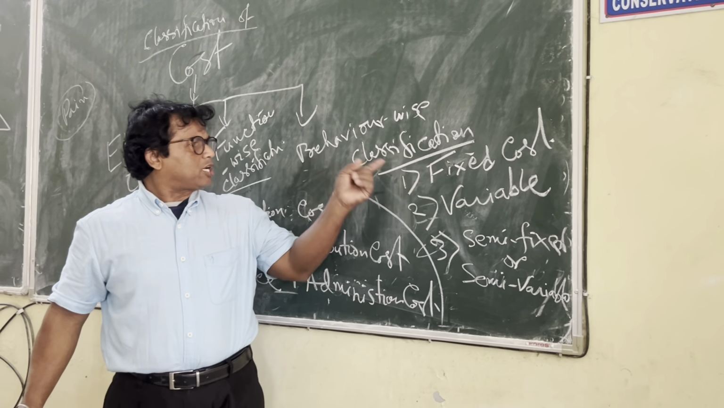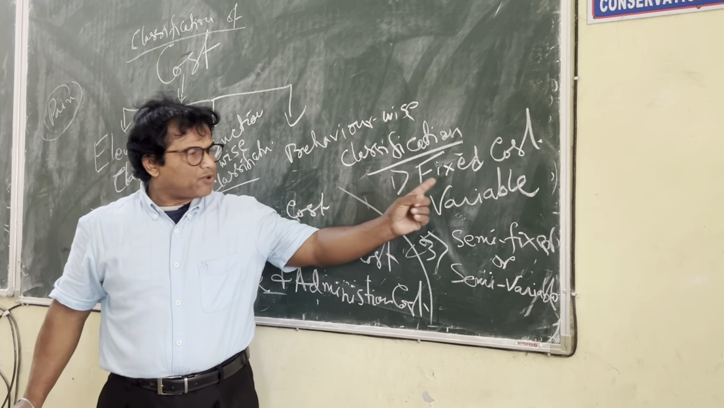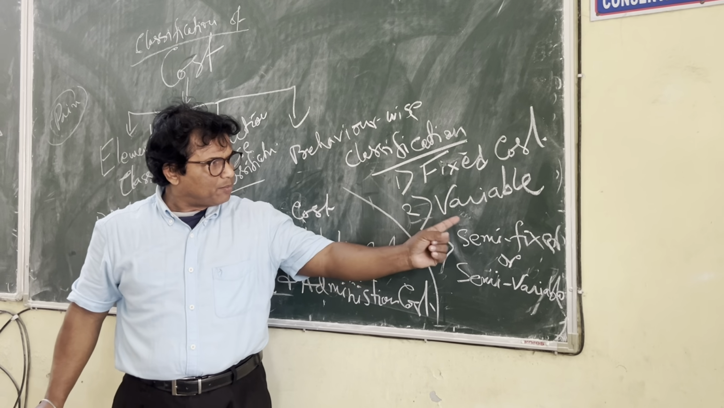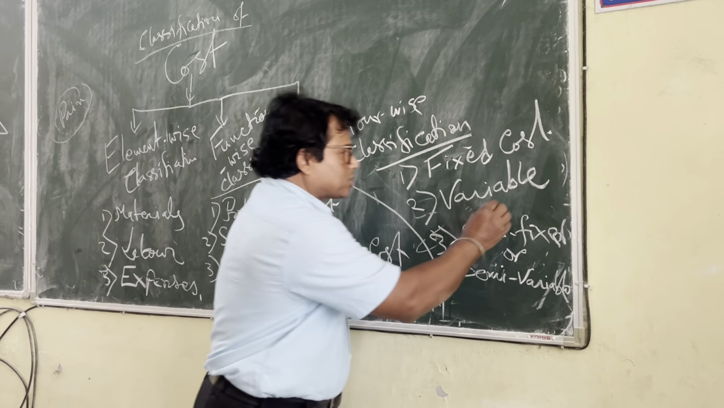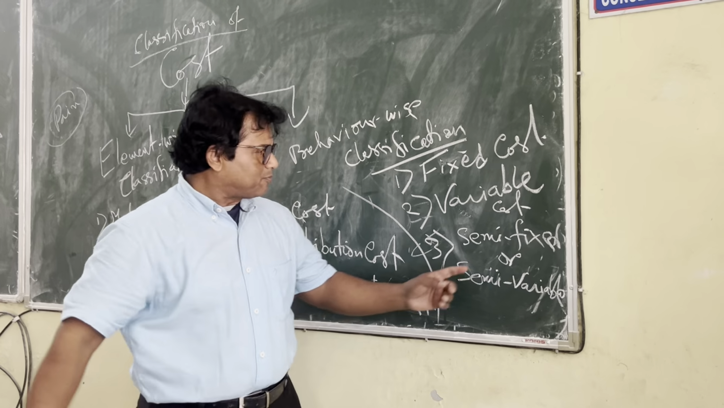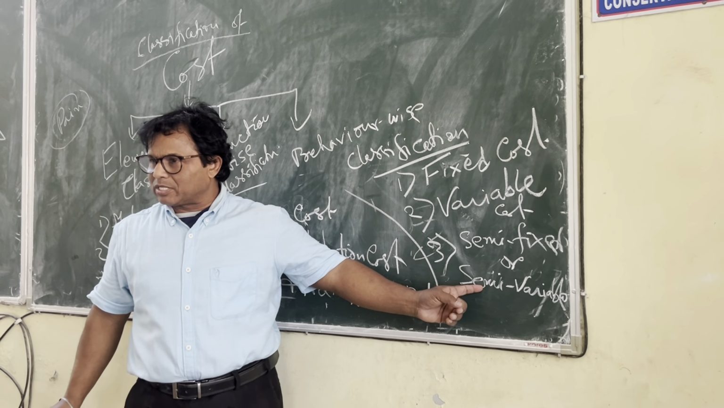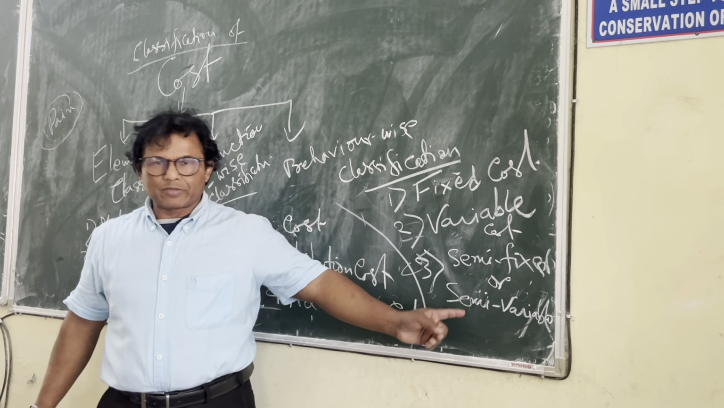According to behavior-wise classification, cost is fixed cost, number 1. Number 2, variable cost. And number 3, semi-fixed or semi-variable cost. You can put it off now.